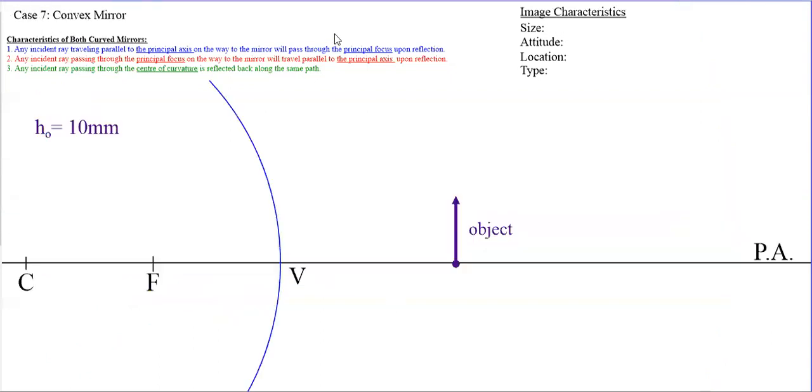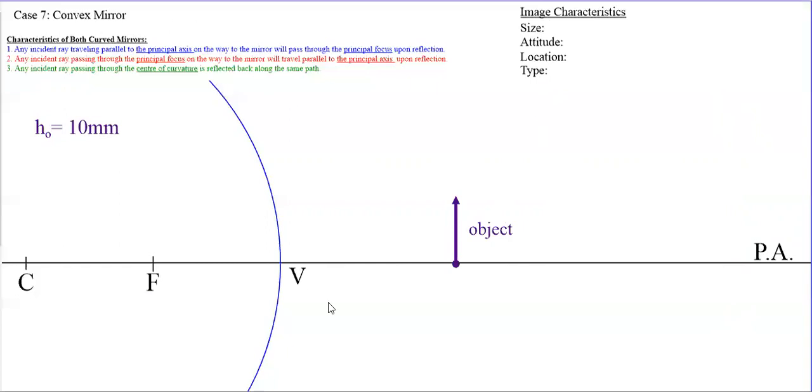Case number 7 is the convex mirror. When it comes to the concave mirror, there are 6 different possibilities. A convex mirror has one possibility for where an image is going to form. So therefore, case 7, convex mirror. It doesn't matter where I place my object. The image is going to form in the same overall location, and I'm going to have the exact same image characteristics.